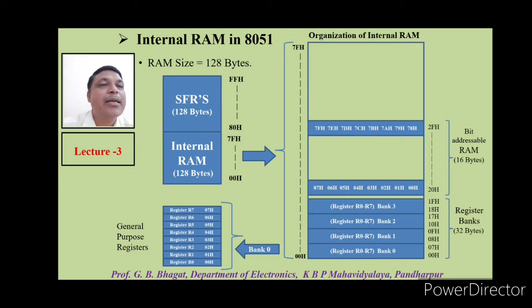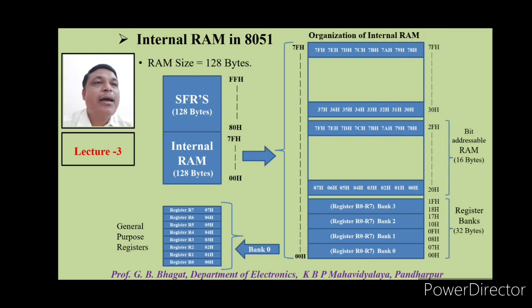And for this bit addressable RAM, the address range is from 00 to 7F, that is, there are a total of 128 bits that can be addressed. These bits, which belong to bit addressable RAM, are accessed individually by using separate instructions. These are only 16 bytes which can be bit addressable.